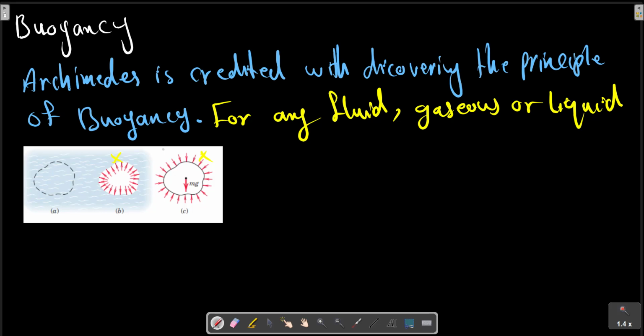If we replace the fluid element by a body of the same dimensions, the surface forces acting on the body held in this position will be identical to those acting on the fluid. Thus, the resultant force exerted on the surface of an object immersed in a fluid is equal and opposite to the weight of fluid displaced and passes through the center of mass of the displaced fluid. This resultant force is called the force of buoyancy.